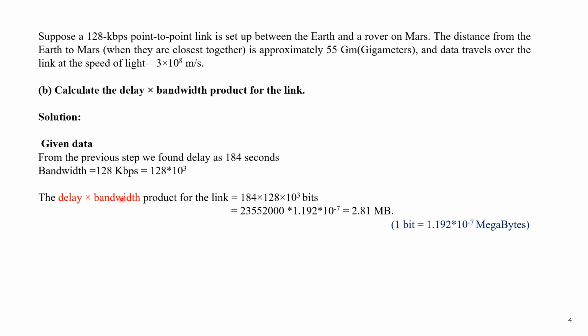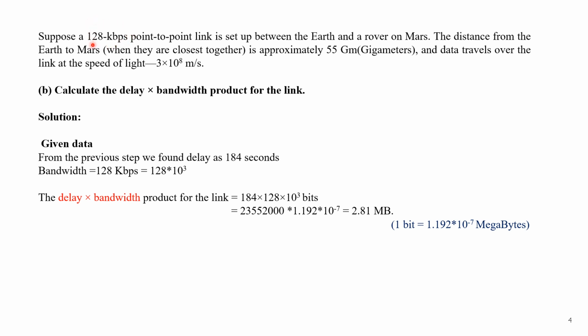So the next problem we are going to discuss here is how to calculate the delay × bandwidth product for the link. In the previous step, we have found the propagation delay. The propagation delay we have found as 184 seconds. The bandwidth is given in the question itself. That is 128 kbps.